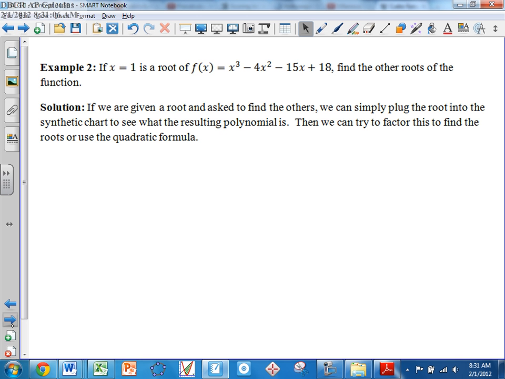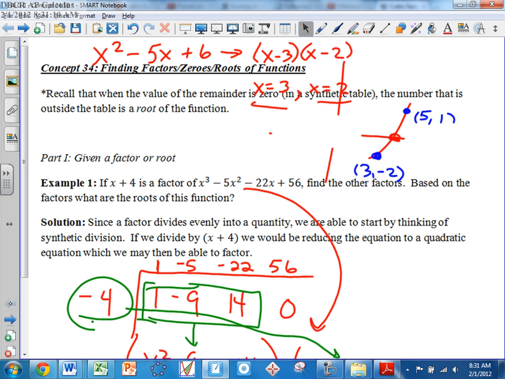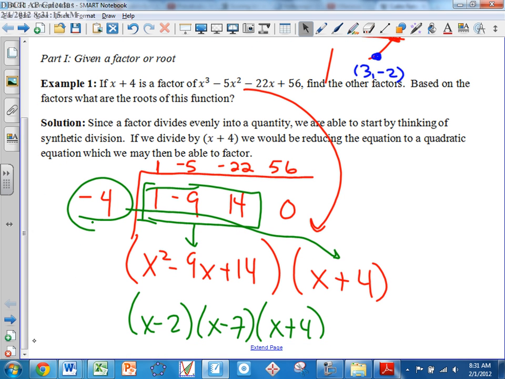Next page. Oh, I'm sorry. We should also mention the last part of the question. Based on the factors, what are the roots of the function? Well, one of the roots is negative 4. What are the roots from these two factors here? 2 and 7. Very good. So negative 4, 2, and 7. Those are your roots, again, from these three factors. It's very important that we note that, okay?